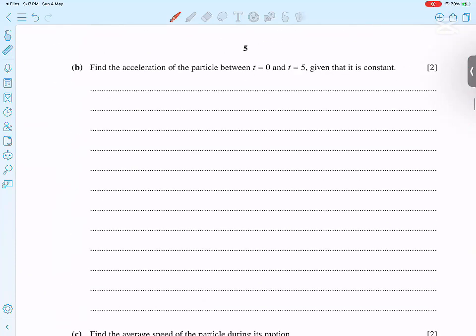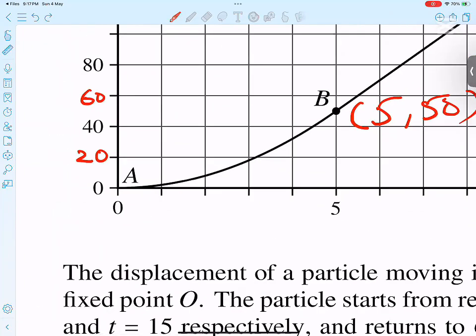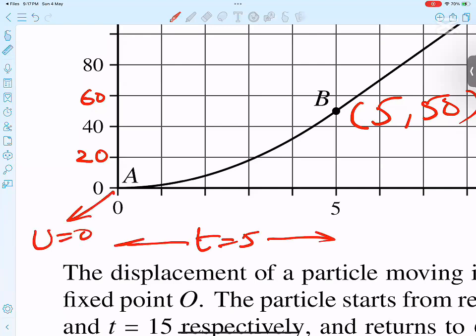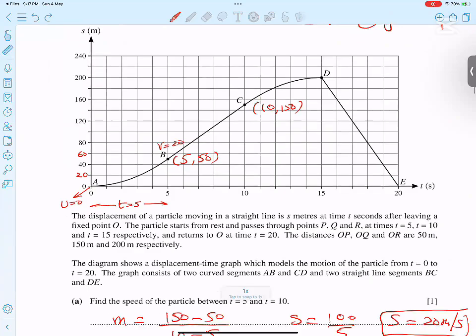He said to find the acceleration of the particle from 0 to 5 at constant. So 0 to 5 we talk about. Student, this is 0 to A to B he talks about. The time is 5 seconds. This is the starting velocity, u is 0, and this velocity is the one I just got, v is 20. So the data is enough to find the acceleration. I think you got it, and I'm going to try.